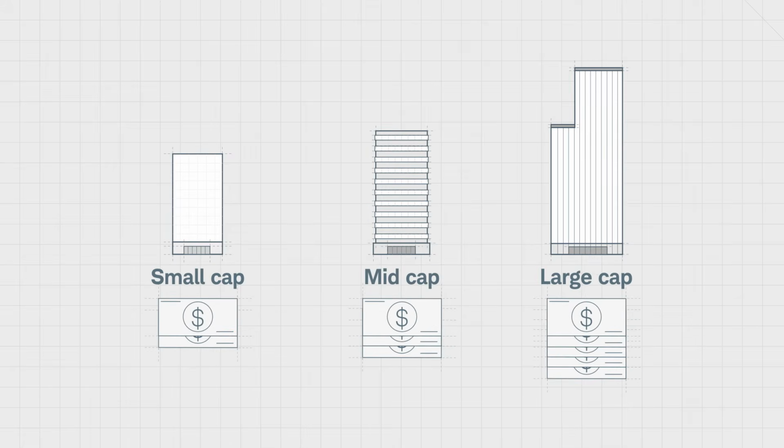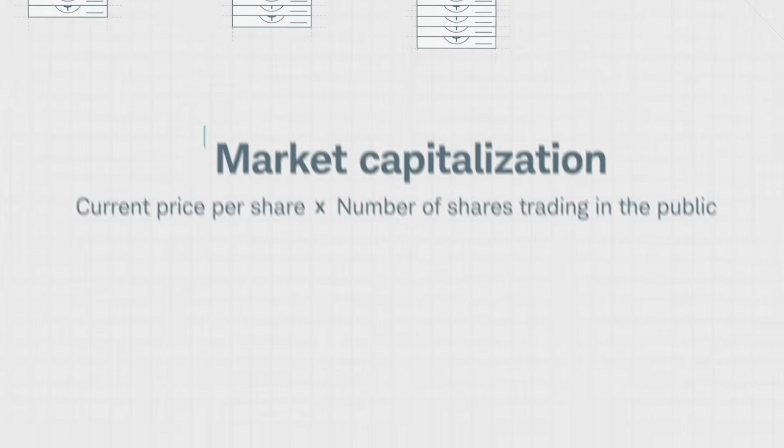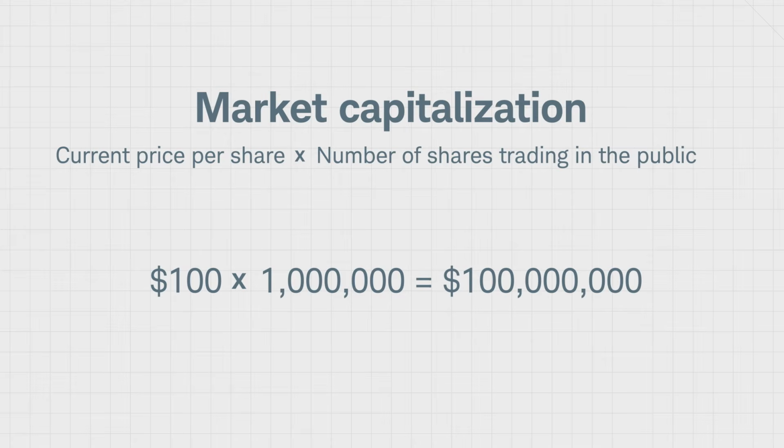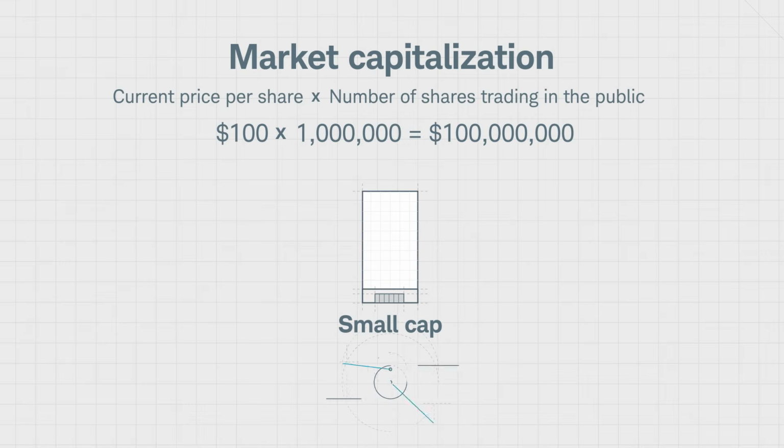You calculate it by taking the current price per share and multiplying that by the number of shares that are trading in the public. So if we had a stock that's trading at $100 per share and there are 1 million shares trading, we'd say that that's a market capitalization of $100 million. That might sound like a lot, but that would still fall in the small capitalization category. And that's what we're going to select for our example today.